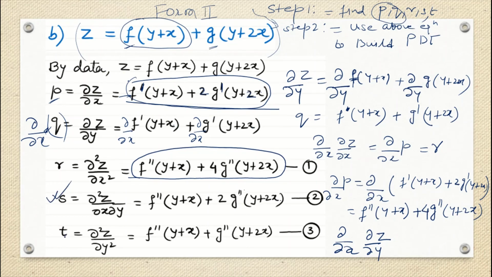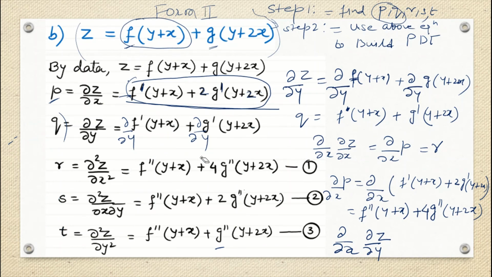Now how to get t? t is nothing but del by del y of del by del y of z. So del by del y of z is your q only. If you are finding with respect to y, this is nothing but your t. So you just have to partially differentiate this q with respect to y. This will be your f double dash y plus x, and then your g double dash y plus 2x. So we got total P, Q, R, S, T, all things are done. That means step 1 is done.